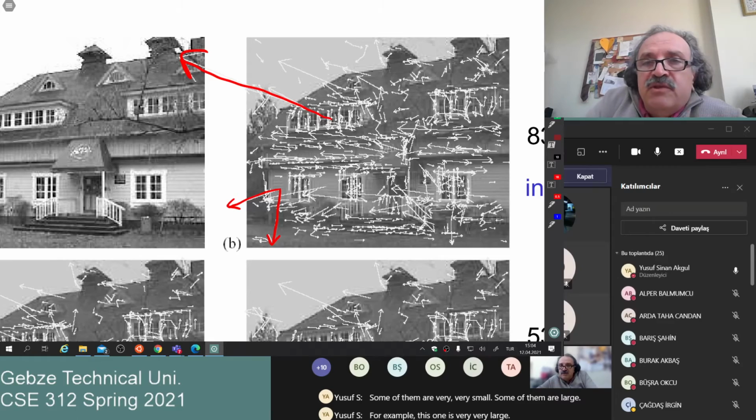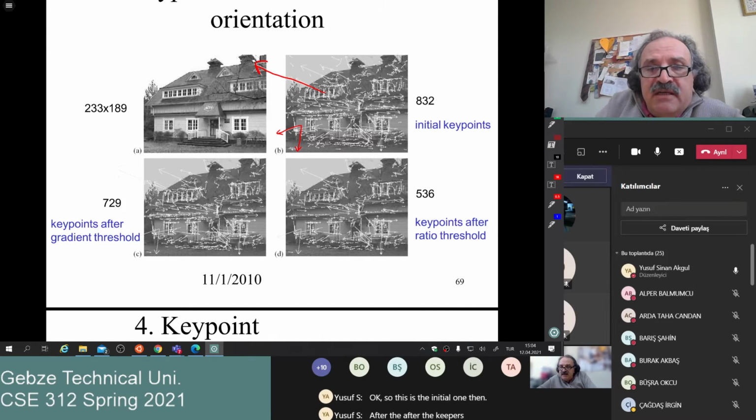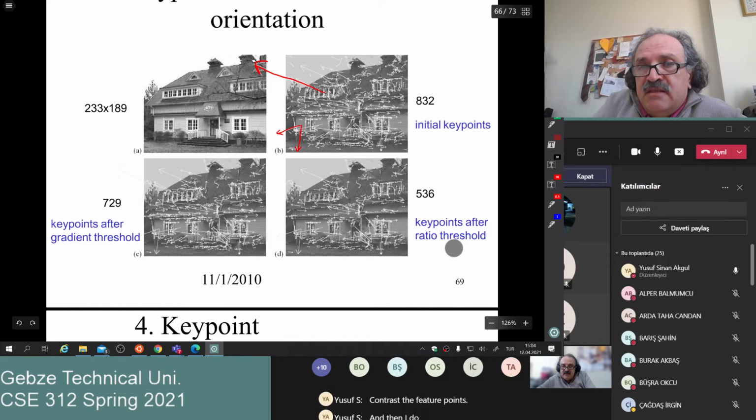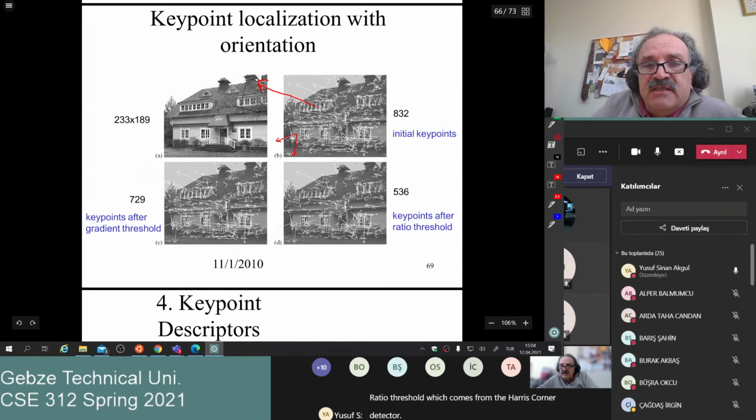Okay, so this is the initial one. Then after the key points, I apply the gradient threshold. I only like to have contrasty feature points, and then I do this ratio threshold, which comes from the Harris corner detector. Okay, so this is just one example.